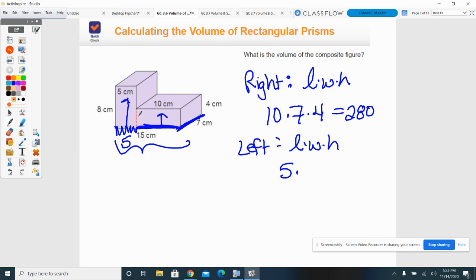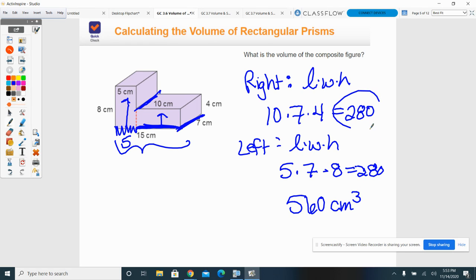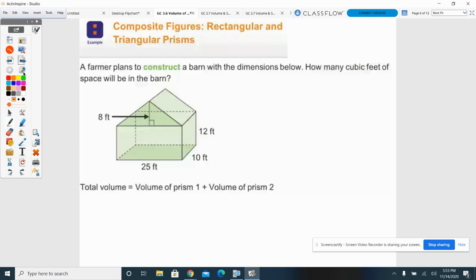Can you see how they're all touching here? Maybe you can see it right here. That has to be the same as the right, 7. And this time the height is 8. So you take 5 times 7 times 8, and you get 280 again, which is kind of surprising. Then you add them together, 280 plus 280, and you're getting 560 centimeters cubed. So that's how you do a composite figure.